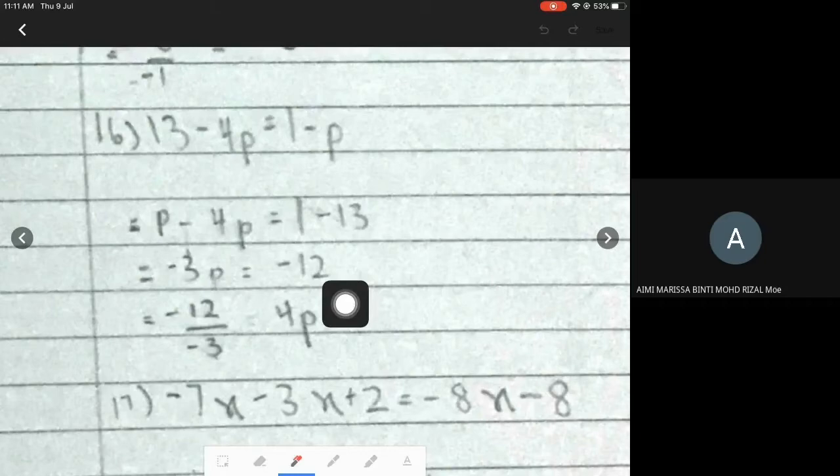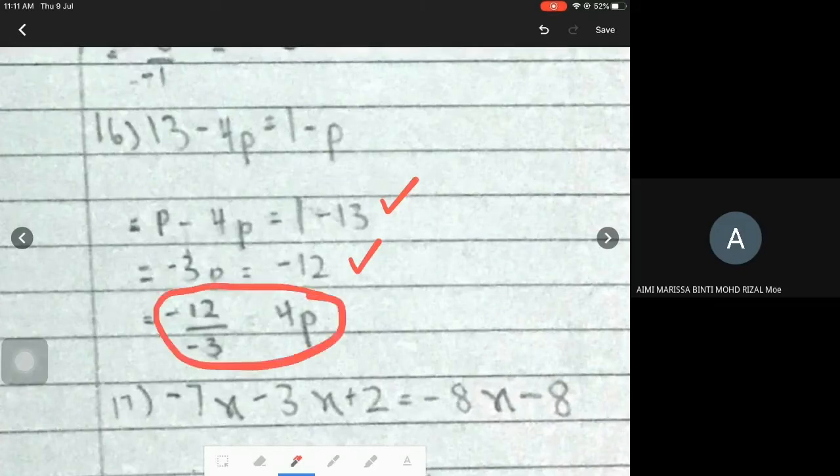Okay, so apa ni? Okay, sini betul. Ini betul. So sini sudah silap tulis ke apa? Okay, kekalkan negative 3p on the left side equals to negative 12. So p equals to negative 12 divide negative 3.